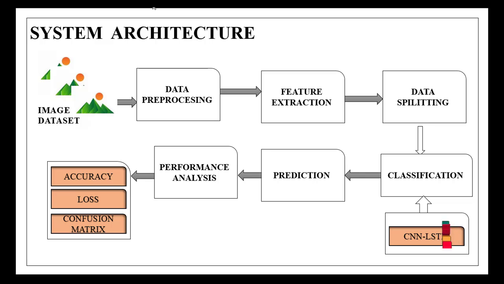This is the system architecture, from the image data set. Data pre-processing. Next, after that, the module is feature extraction, and then data splitting, and then in classification we apply this CNN LSTM algorithm, and then in prediction, performance analysis. Finally, we calculate the accuracy, loss, and confusion matrix.